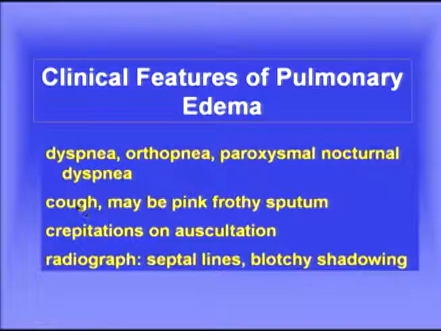Cough is seen in pulmonary edema, and initially it may be dry, but then the patient may cough up pink frothy sputum, pink because the alveolar edema always contains red blood cells, frothy because of the surfactant. If you listen into the chest, you can hear crepitations, crackles on auscultation, particularly at the lung bases. And as we've seen, the radiograph shows septal lines in interstitial edema and blotchy shadowing in alveolar edema.